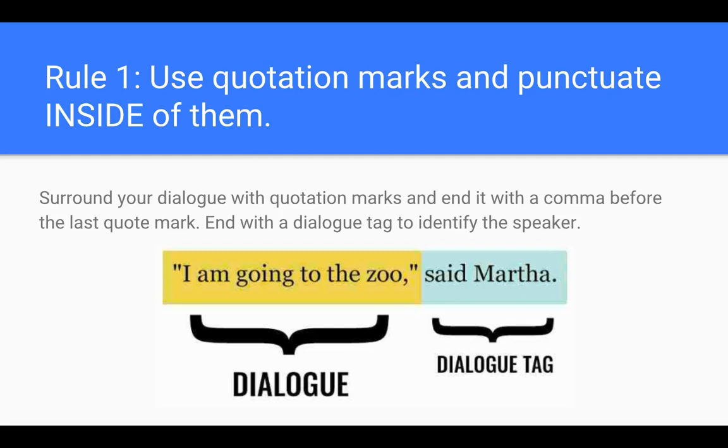Rule number 1, use quotation marks and punctuate inside of them. So as you can see on this picture here, the comma is before the quotation finishes. So surround your dialogue with quotation marks and end it with a comma before the last quote mark. End with a dialogue tag to identify the speaker. So this part in yellow is the dialogue, and the part in blue, said Martha, is the dialogue tag, and that tells us who is speaking.